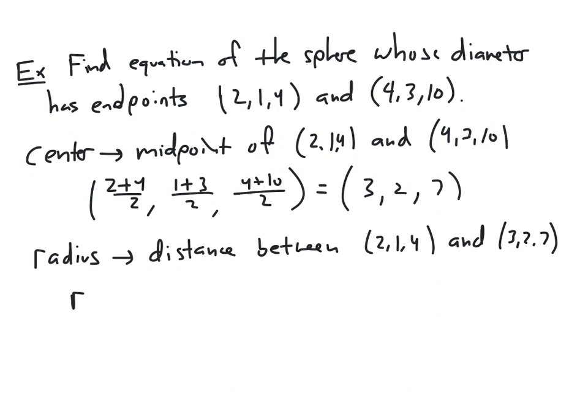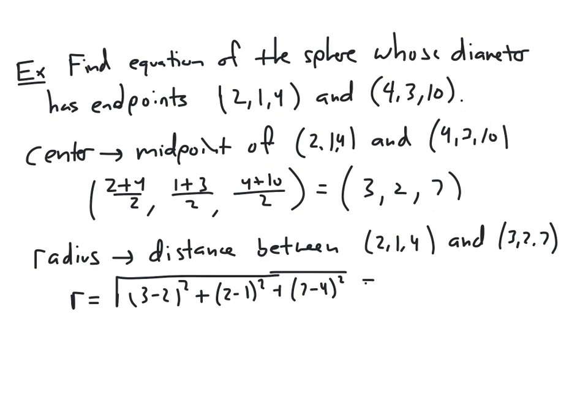And so r is going to be the square root of (3 - 2) squared plus (2 - 1) squared plus (7 - 4) squared. So that's going to be the square root of 1 + 1 + 9, and that is the square root of 11. Right? So then we have our center, (3, 2, 7), and our radius, the square root of 11.